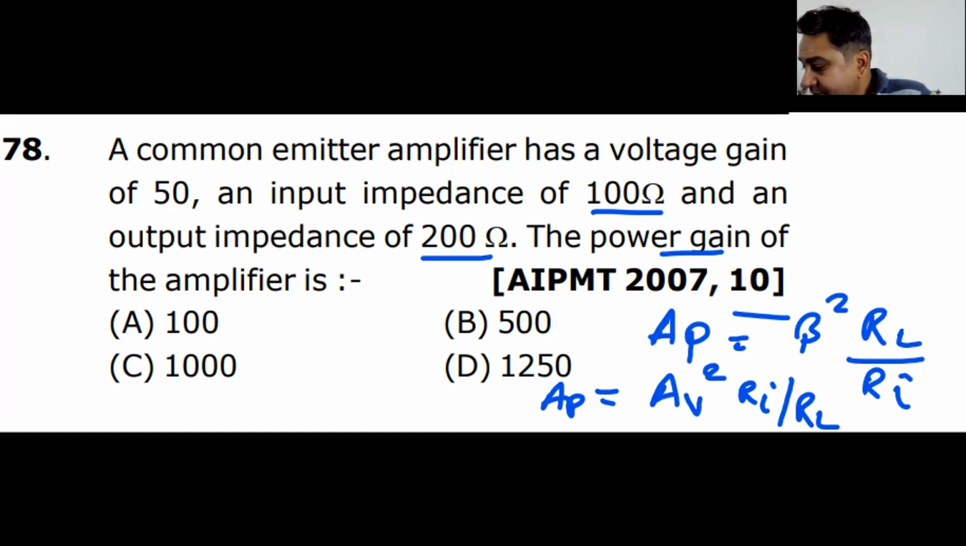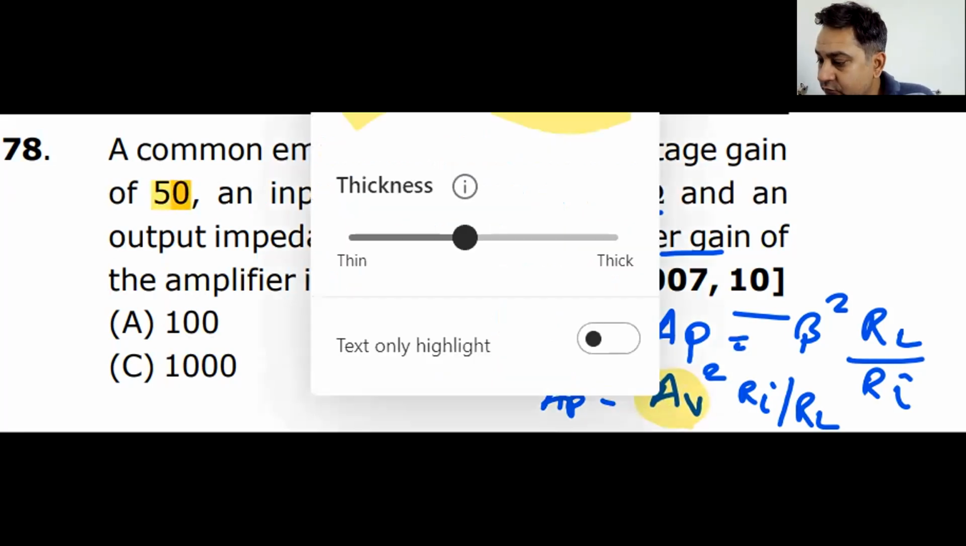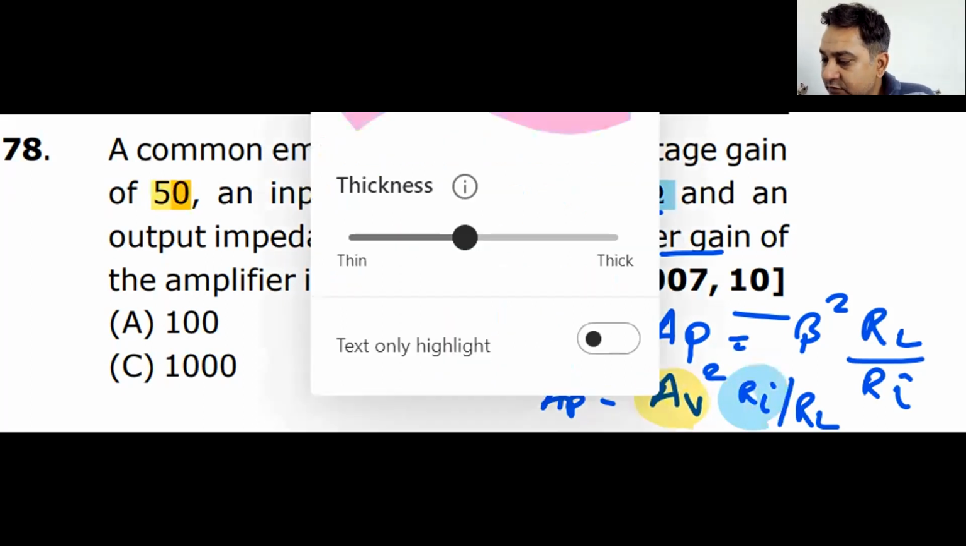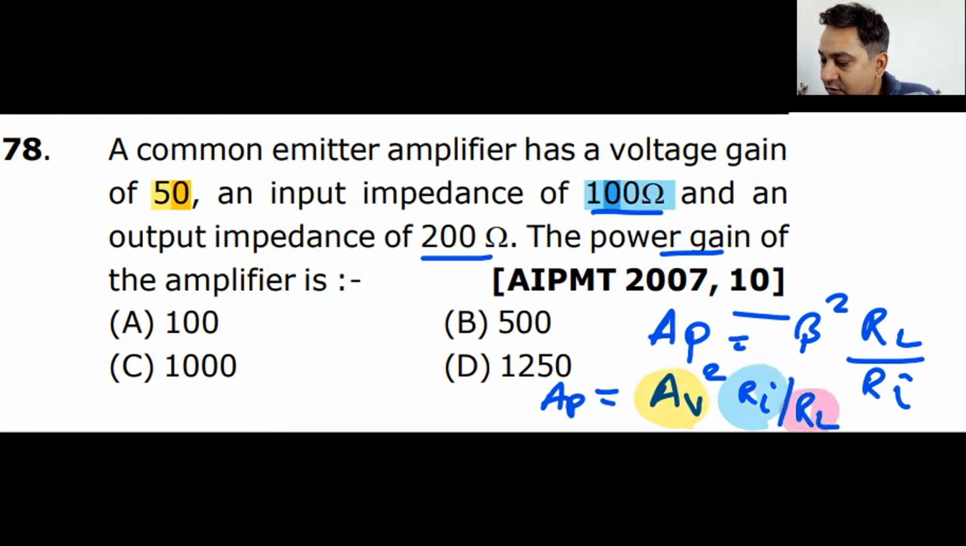Can I have the answer now? Still no? AV is 50, RI is 100, RL is 200. The answer would be 1250.